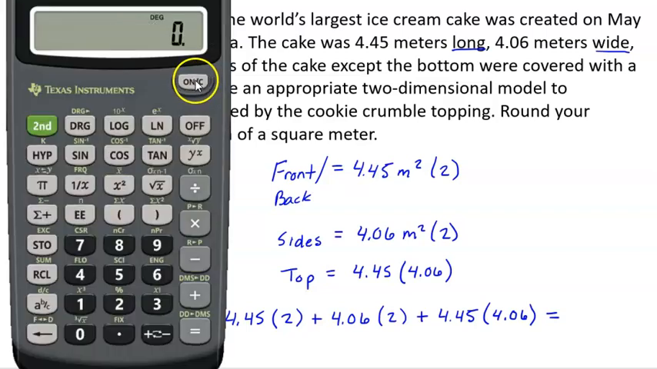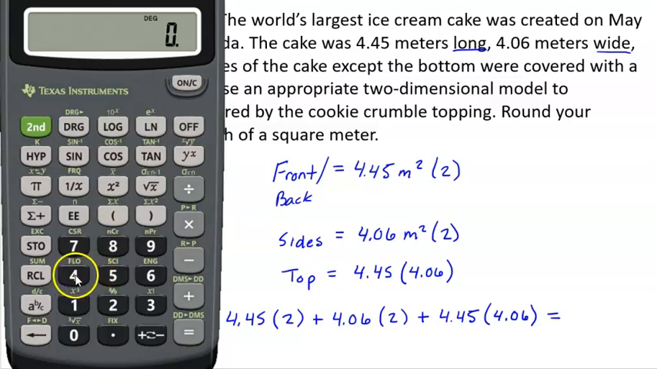And so I'm going to clear out my calculator, and I've got 4.45 times 2 plus 4.06 times 2 plus 4.45 times 4.06 equals, and we get 35.087.